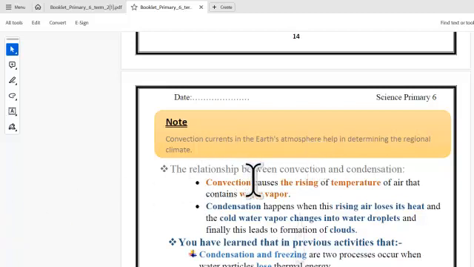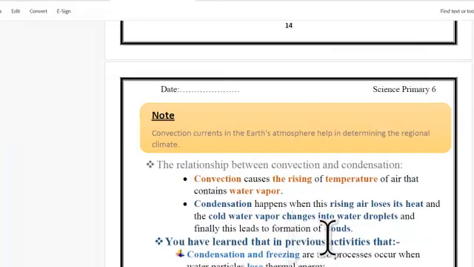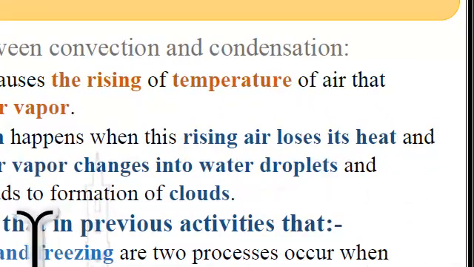The relationship between convection and condensation. Convection causes the rising of air that contains water vapor. Condensation happens when this rising air loses its heat and the cold water vapor changes into water droplets. And finally, this leads to the formation of clouds.